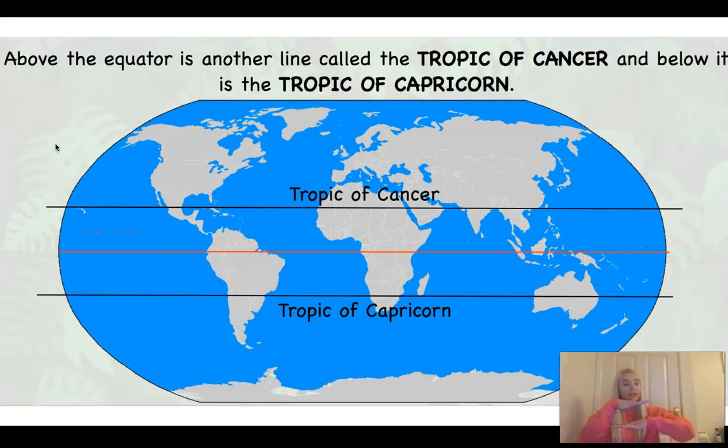And above the equator there's another imaginary line, called the Tropic of Cancer. And below the equator there's another line called the Tropic of Capricorn. All right? I want you to have a think about what you think might lie between those two lines, the Tropic of Cancer and the Tropic of Capricorn. Have a look at the name, the Tropic of Cancer, the Tropic of Capricorn. What do you think might be there?